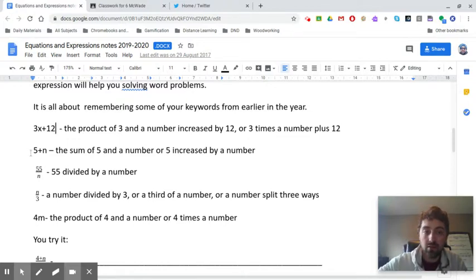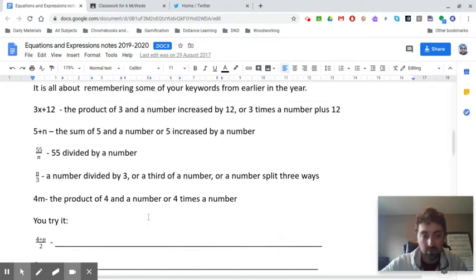But either way, you start with the 5 and you're increasing it by a number. If they were switched, you would be n increased by 5, or n plus 5, not 5 plus n. Here we have 5 divided by a number. Here we have n divided by 3, so we have a number divided by 3, or a third of a number, or a number split 3 ways. Again, this symbol here is all represented by these 3 ways. And finally, just 4m, the product of 4 and a number, or 4 times a number.